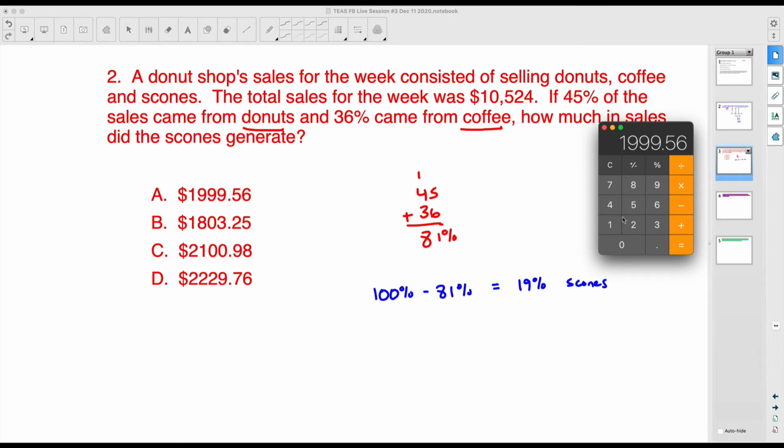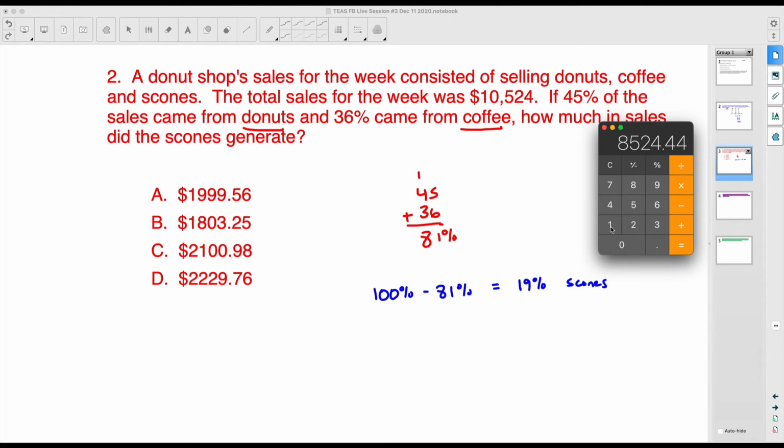Let's go back to this 81%. Let's find 81% of the total sales. So 0.81 times 10,524. This dollar amount, 8,524.44. Let me write that down so I don't forget it, because I'm going to come back and do something right here in a second. Now, bear in mind, how did I get that number? I took 81% of the 10,524. This dollar amount represents how much they made from donuts and coffee.